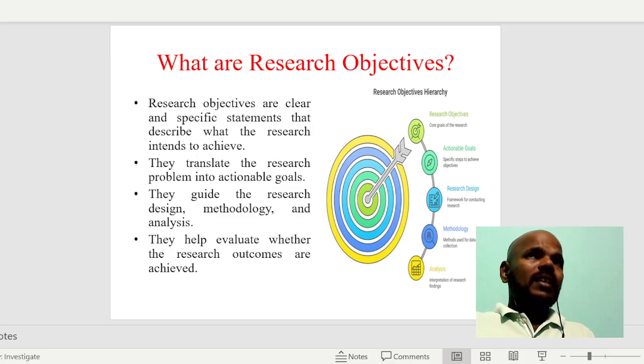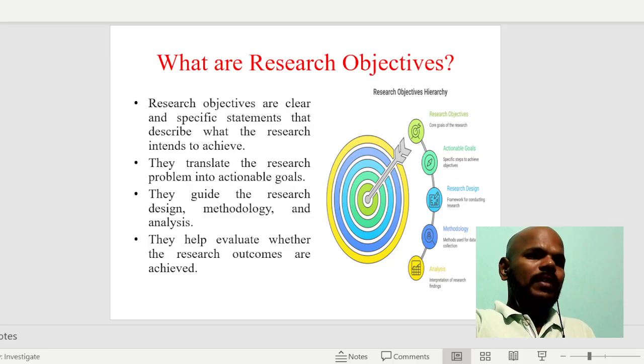So the research objective helps the researcher evaluate the research outcome, whether it is achieved or not, on the basis of some scientific evaluation. We will discuss what scientific evaluation is in upcoming videos. So we can say simply, a research objective is one clear statement of what you want to do in a research. That is a research objective, right?